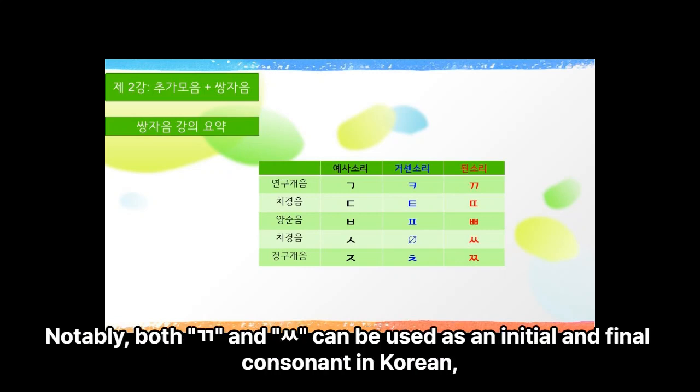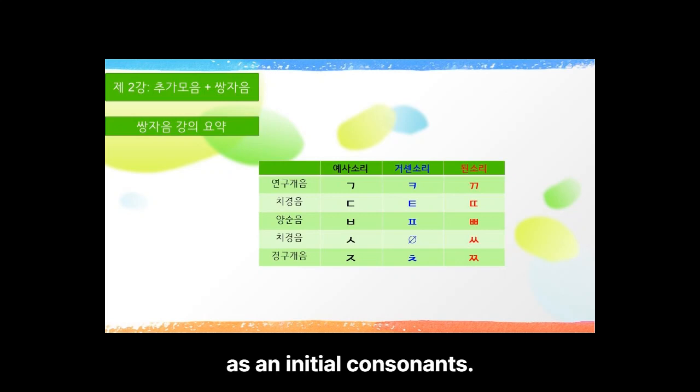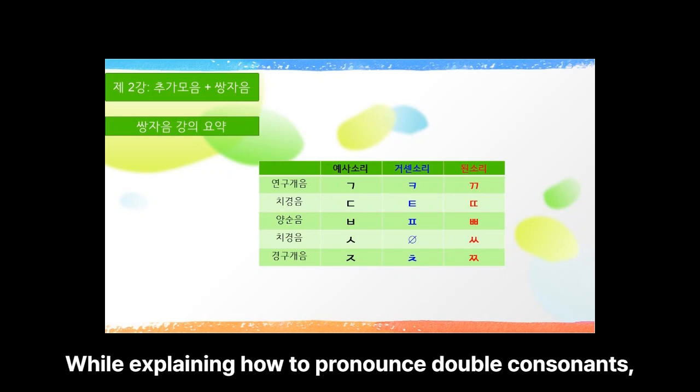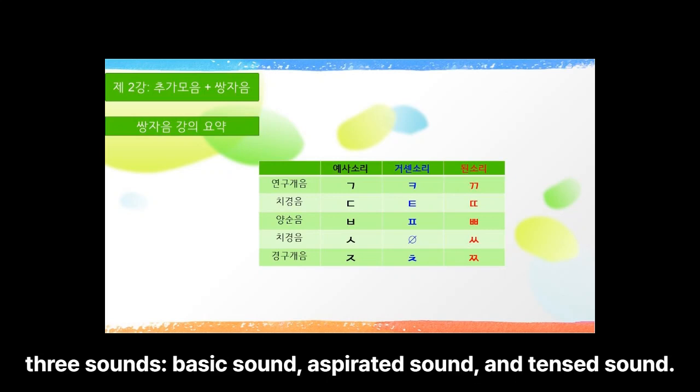Notably, both ssanggiyeok and ssangsiot can be used as initial and final consonants in Korean, while the other 3 double consonants can only be used as initial consonants. While explaining how to pronounce double consonants, it was introduced that the Korean phonetic system can be categorized into 3 sounds: basic sound, aspirated sound, and tense sound.